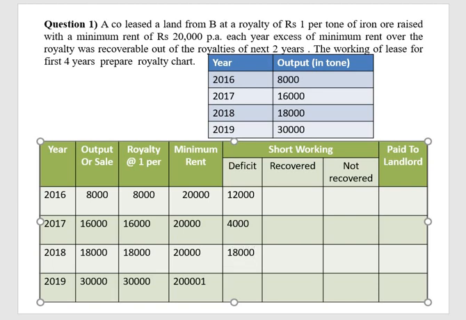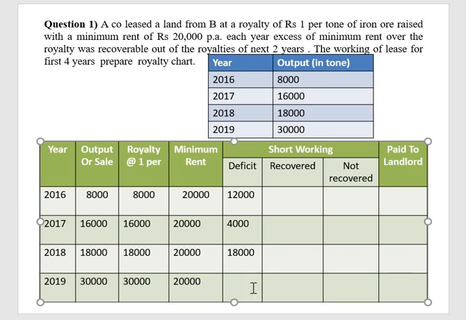18,000. Is it clear? Yes. Next, after that, next year. So next I will move to 2019. In 2019, what is the minimum rent? How much is the minimum rent? 20,000, but I earned 30,000. So 30,000 means I have a profit of 10,000. So in this year, there is no loss.